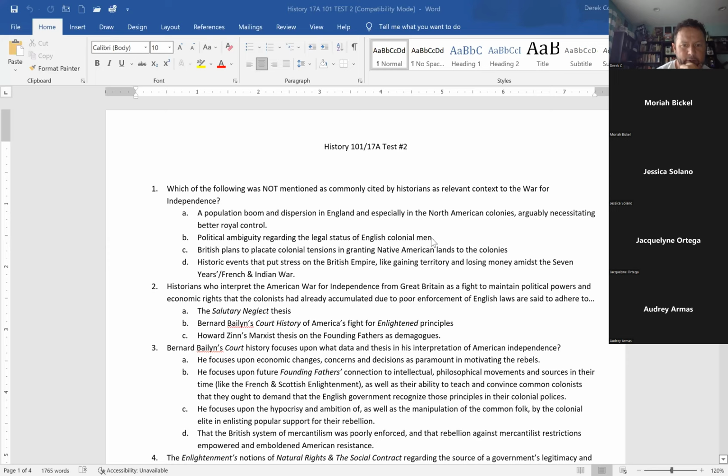So take a little early look at test two. What was not mentioned as commonly cited context to the War for Independence? That's in your intro to the War for Independence handout. Population boom and dispersion, absolutely. Political ambiguity regarding the status of English colonial men, that's mentioned as well. British plans to placate colonial tensions by granting Native Americans lands, hence the Proclamation of 1763? Absolutely. Historic events that put stress on the British Empire, like gaining territory and losing money amidst the Seven Years' War. Okay, I'm glad I'm looking at this. All four of those are right. So I'll need to change that before you take test two.